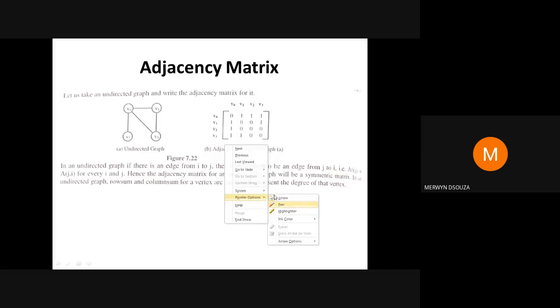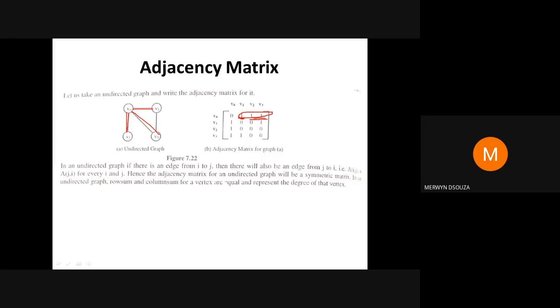It's the same rule. Since there's an edge from V0, now there's only one difference. In an undirected graph, from V0 to V1, you will put a 1 here. Similarly, V0 to V3, 1. V0 to V2, 1. So there are 3 edges going from V0, so there are 3 ones here.